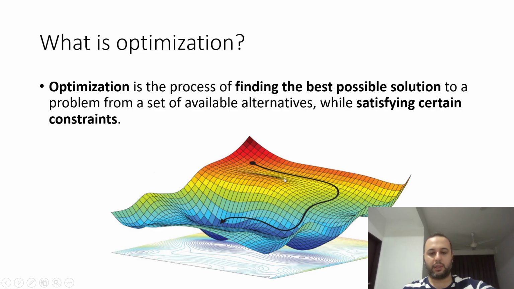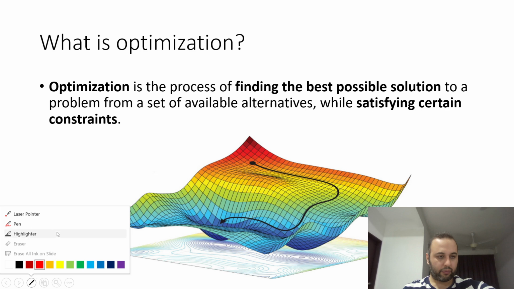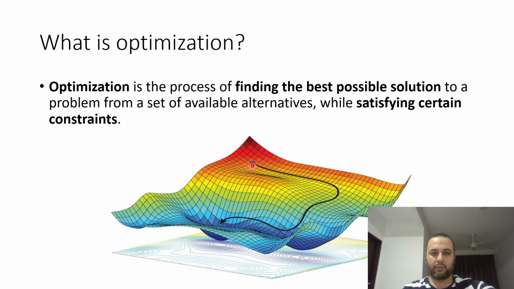You can see in the picture that from the starting points, the path goes through to the minimum. So optimization helps us to go through this path to find the minimum point.